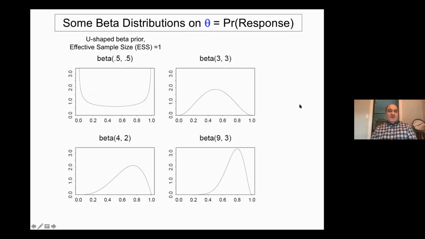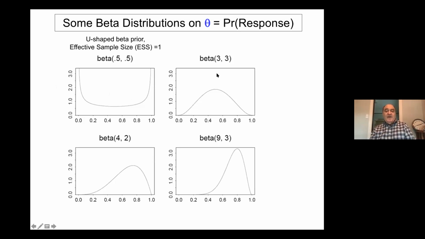So here are some pictures of beta distributions. One thing that Bayesians can do is draw pictures of the probability distributions of these parameters. And I'll talk a lot about the beta, which is a prior distribution that's used for probabilities. So let's say that theta is just one thing. It's the probability of response. And in the upper left-hand corner, I've got a picture of something very non-informative. It's a beta with parameters 1/2, 1/2. And you see it's U-shaped. Its mean is 0.5, but the effective sample size is 1.